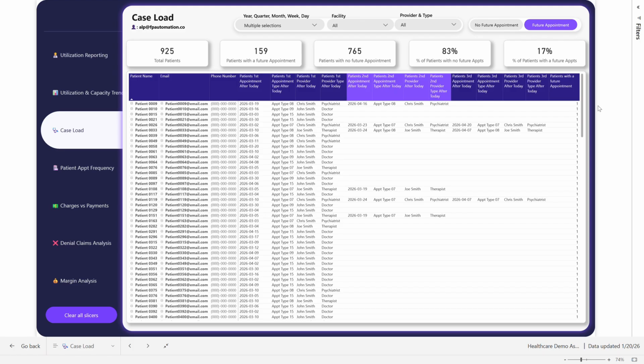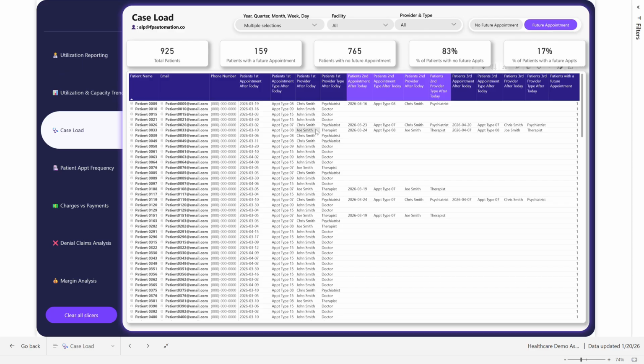In this particular report, what you can see right here is we're currently looking at our total patient pool for the entirety of the next 2 years, as well as the ability to slice by facility, as well as provider type. We can see KPIs at the top right here showing total patients, patients with future appointments, patients with no future appointment, and the percentage of patients who have no future appointments versus the ones who do.